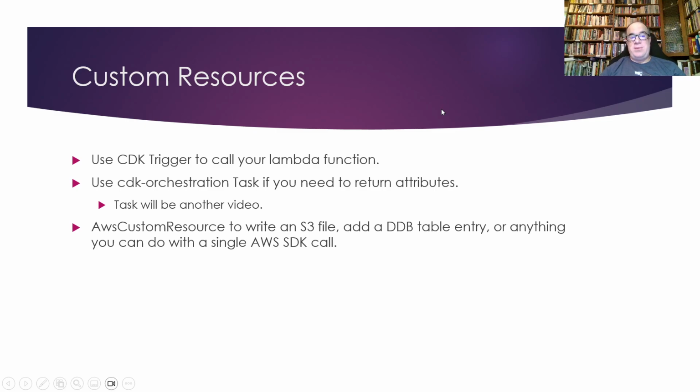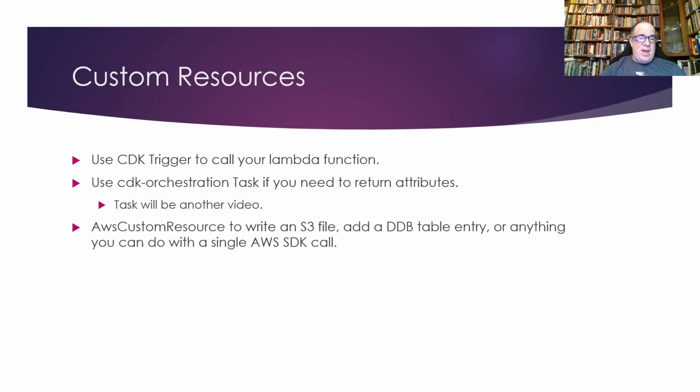And then they also recommend using custom resources. This is great if there does not exist a resource that does what you want, or if you just want to run a Lambda, you can use a CDK trigger to call a Lambda and basically do any kind of GitOps operation in your AWS account, assuming that you have like a CI/CD pipeline set up for your CDK project.